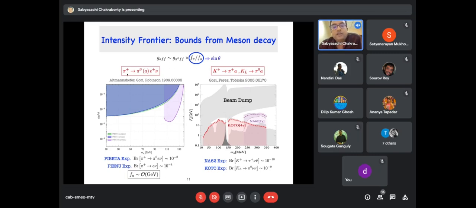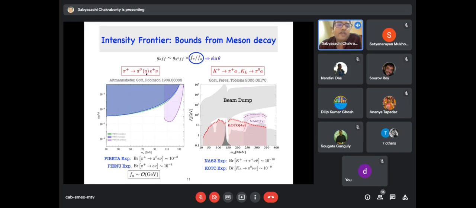Now, if you have an axion, then the pi naught and axion mix, as I said in the beginning. Therefore, in the final state, you can have a decay mode, pi plus going to axion electron neutrino. And these authors, Altmannshofer, Gori, and Robinson, looked for such an axion. Now, if the axion decays to two photons, then the signature is equivalent to looking for pi plus going to pi naught e nu.